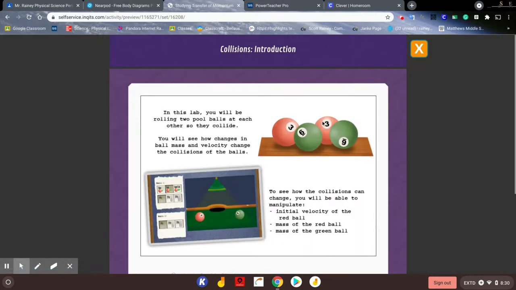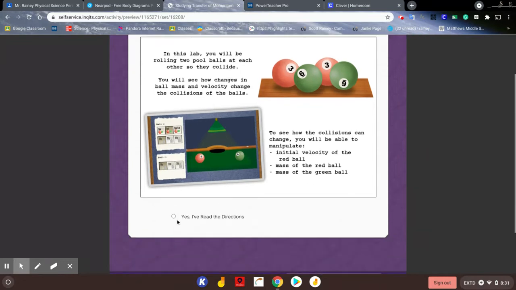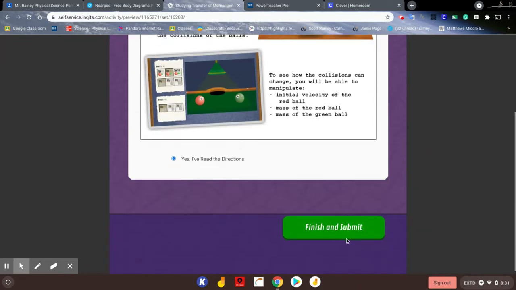In this lab, we're going to be looking at rolling two pool balls at each other so they collide. We're going to see how the changes in the mass and the velocity of the two objects will change the collisions of them. To see how the collisions can change, you're going to be able to manipulate the initial velocity, the mass of the red ball, the mass of the green ball. You have to click yes, and it'll let you proceed to the next portion.